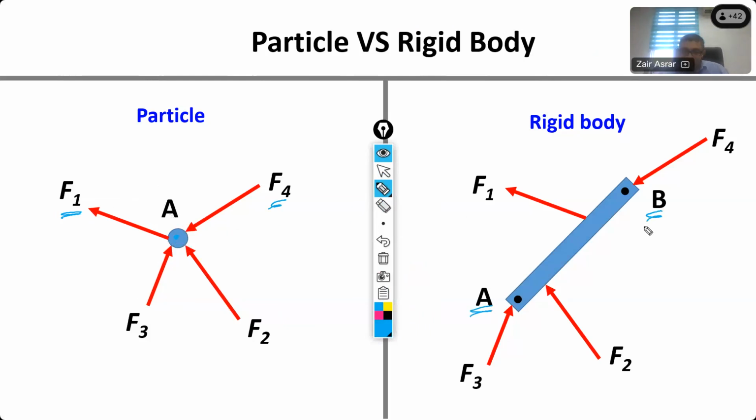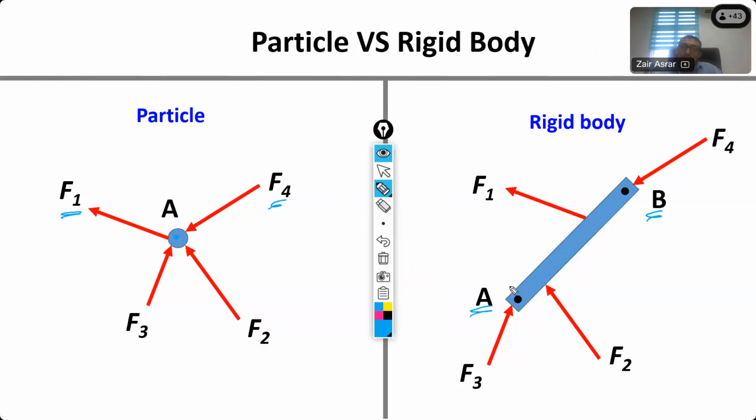So for a rigid body, we can have 2 points, A and B, or to be frank with you, the number of points is limitless. You can have so many points that you like on a rigid body. You can have A, B, C, D, and so on. A rigid body basically comprises multiples of points, particles attached to it. So let's say in this case we describe this rigid body as rigid body AB, and the forces F1 and F4 can be applied at arbitrary location. We can apply it at A or B or at any point in between.